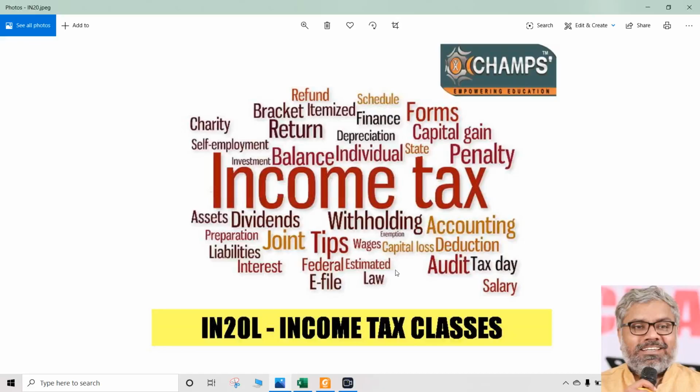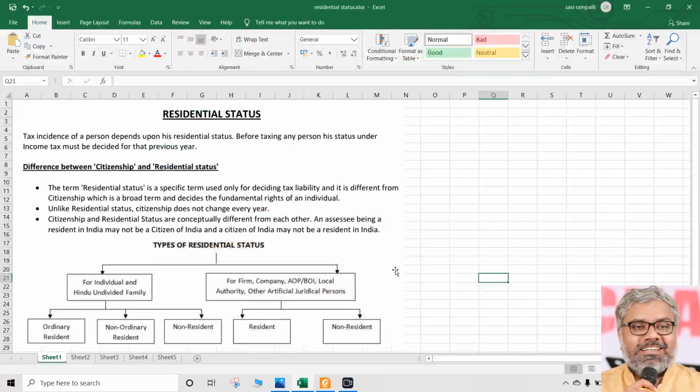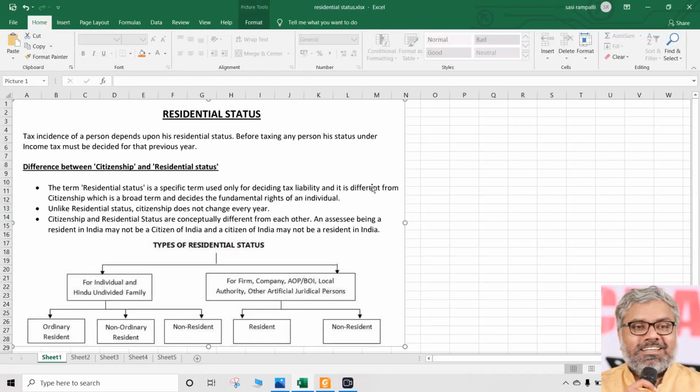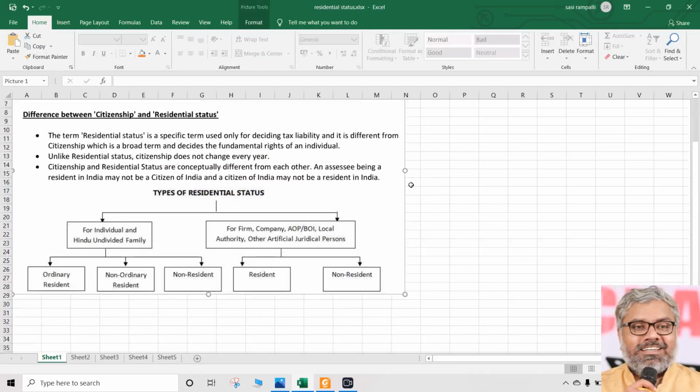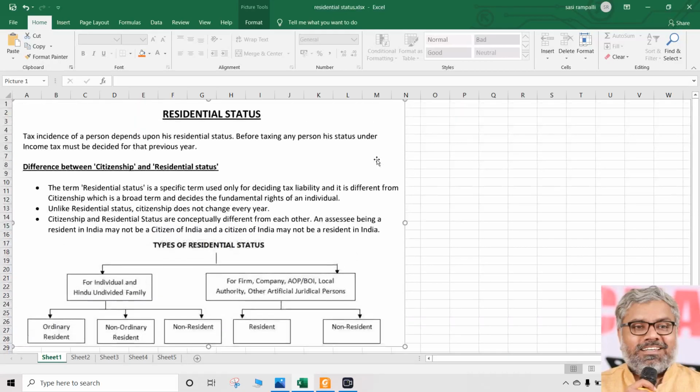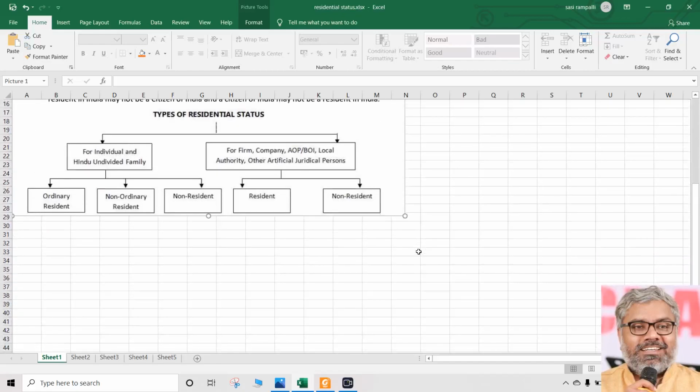In the earlier classes, we discussed the provisions in relation to determination of residential status of an individual, and prior to that, we tried to identify the differences between citizenship and residential status, whereas citizenship is something which is permanent and long-term in nature. Residential status might change every year also, and definitely residential status has to be determined for every previous year. And there are different types of residential statuses for different types of SSCs.